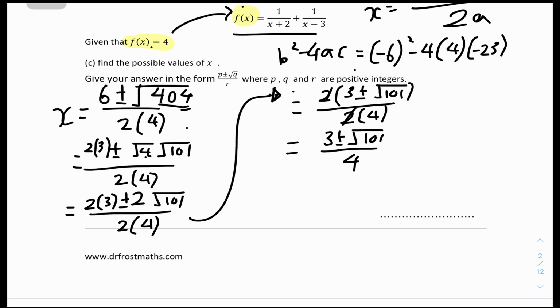Actually no, let's write it in a new color so that you know that it's the right answer. So it will be 3 plus or minus root 101 divided by 4. And that's the final answer. So the possible values of x is x equals 3 plus or minus root 101 over 4.